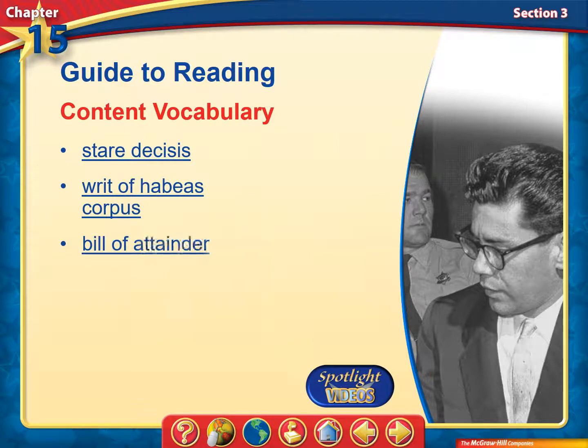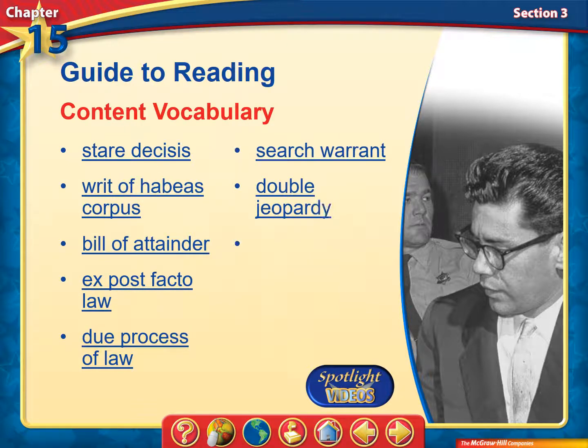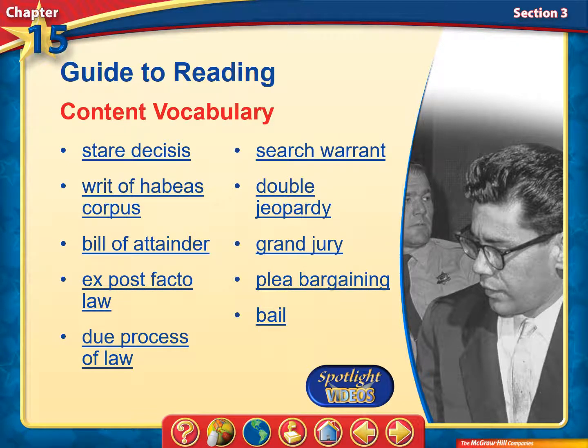Number one, stare decisis. It's a Latin term for you. Who knew this was foreign language class, right? Stare decisis. And I'll explain more about that in a moment. Writ of habeas corpus, more Latin. Bill of attainder, ex post facto, due process, search warrant, double jeopardy, grand jury, plea bargaining, and bail. And I'll try to unpack all of those throughout the lesson.